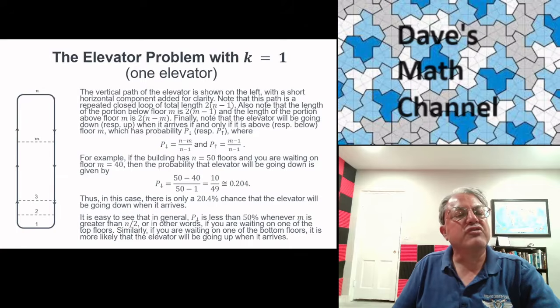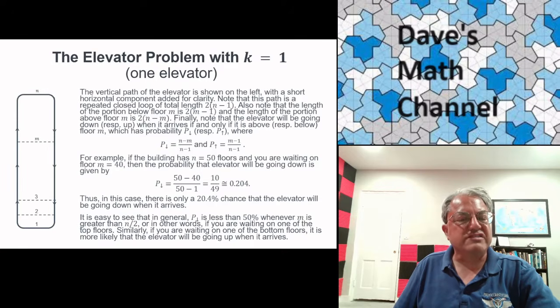This is pretty simple. In the case in which there's just one elevator, what you need to take into consideration is where the elevator is, and whether it's going to be going down or going up. Well, it's only going to be going down if it's already above you, right? Because remember, it's stopping at every floor. It has to stop at your floor. So if it was below you when it arrives, it's going to be going up. And if it's above you when it arrives, it's going down.